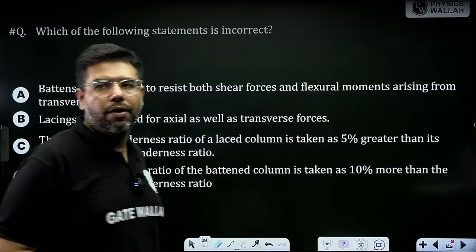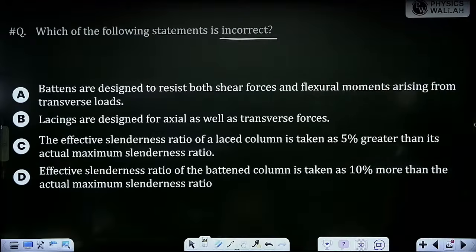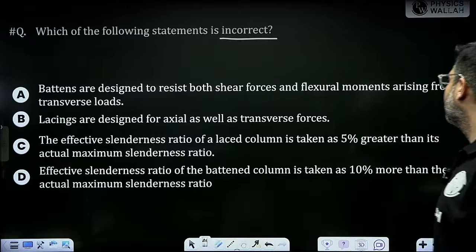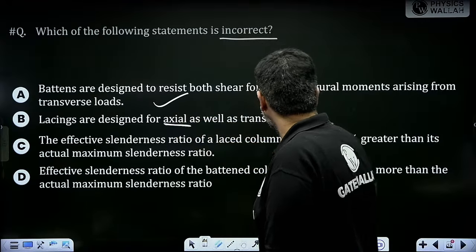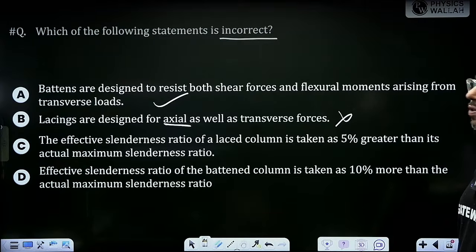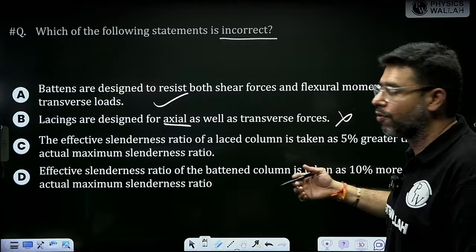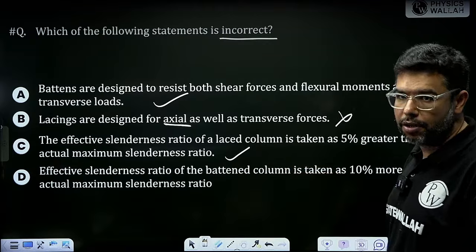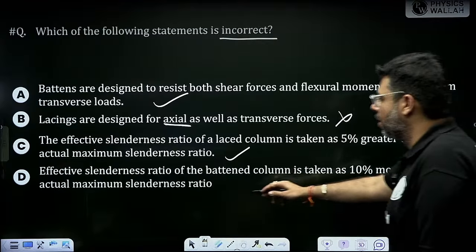Here we have to find out the incorrect statement, my dear friends. Battens are designed to resist both shear force and flexural moment. That is correct. Lacings are not designed for axial force. Lacing and battens are never designed for axial force. They carry only transverse force. Effective strength ratio for lace column is increased by 5%. For batten column, it is increased by 10%. More than that, that is also correct.